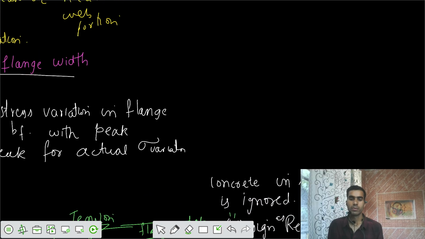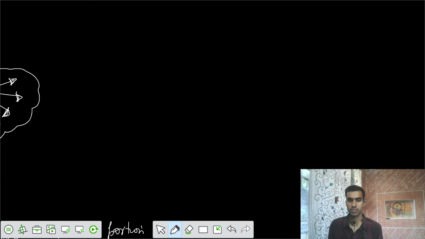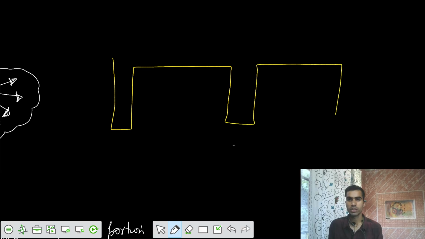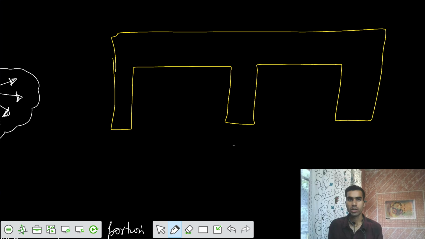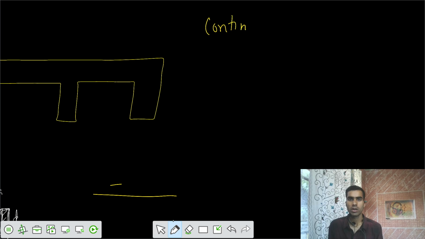So we say that this flange width depends on some parameters, and based on that we have a few equations. On what parameters can your effective flange width depend? Let's take case one: a monolithic construction, and this is a continuous system also. Let's say the system is continuous. So case one is that the system is continuous or monolithic construction.